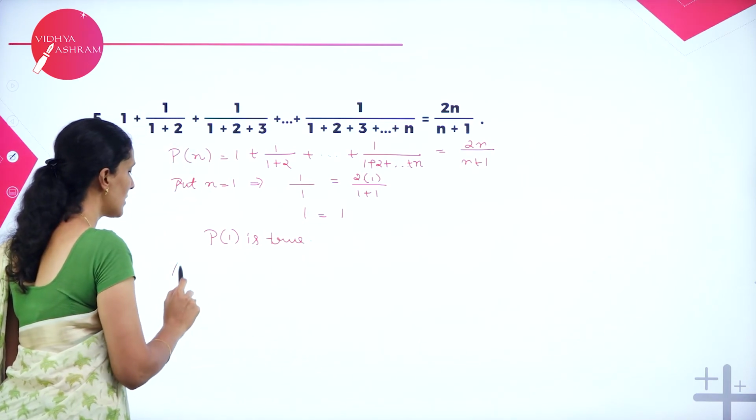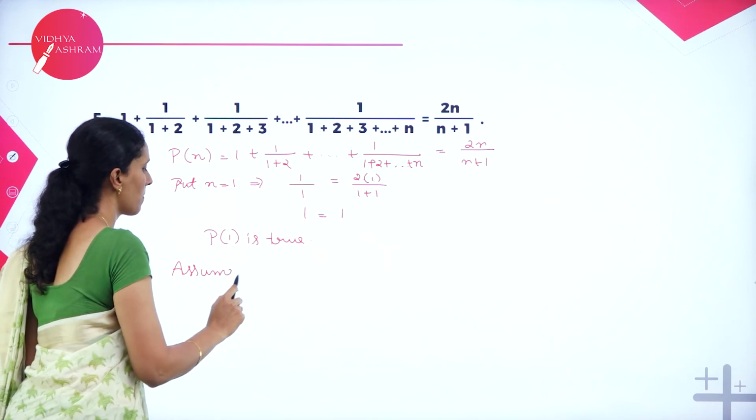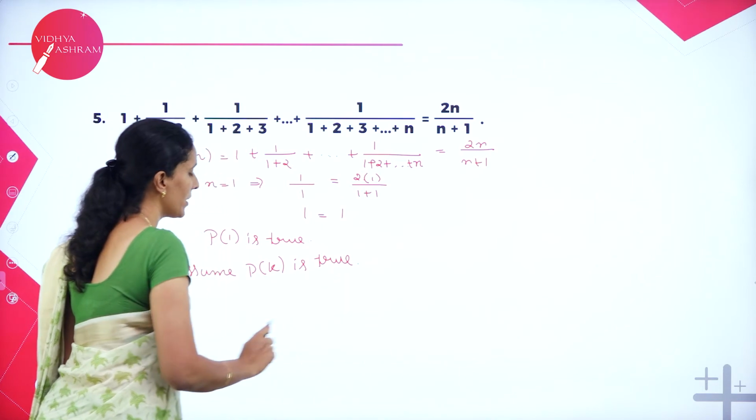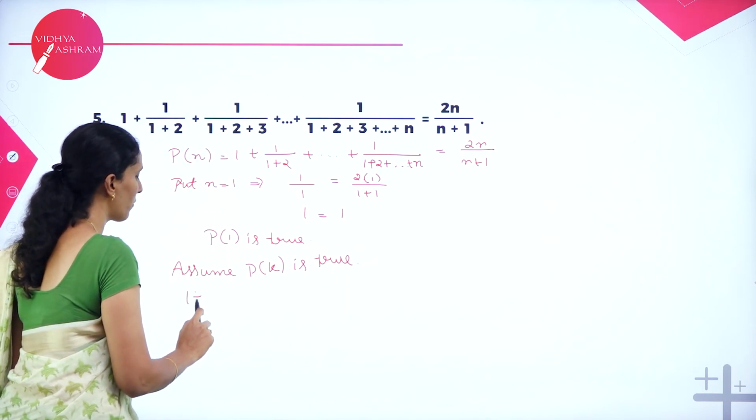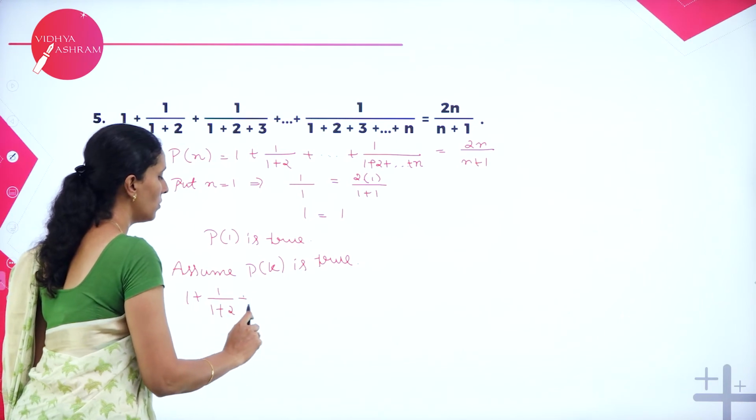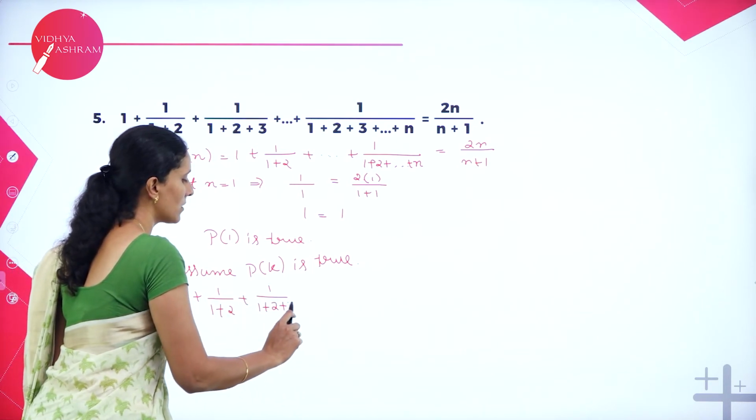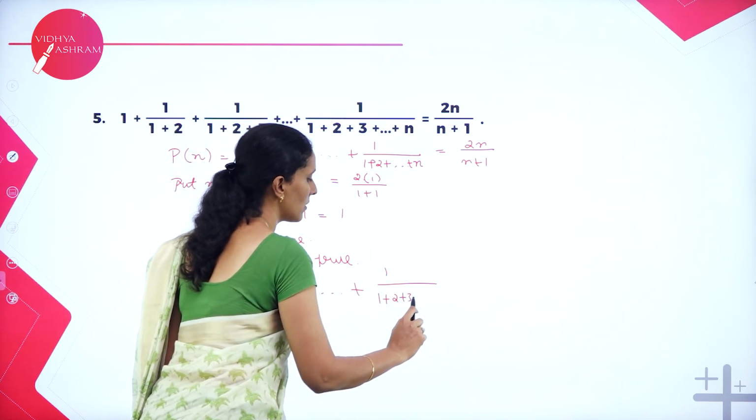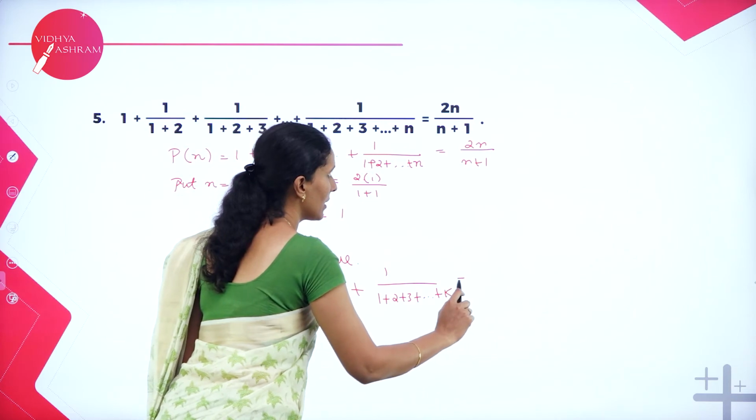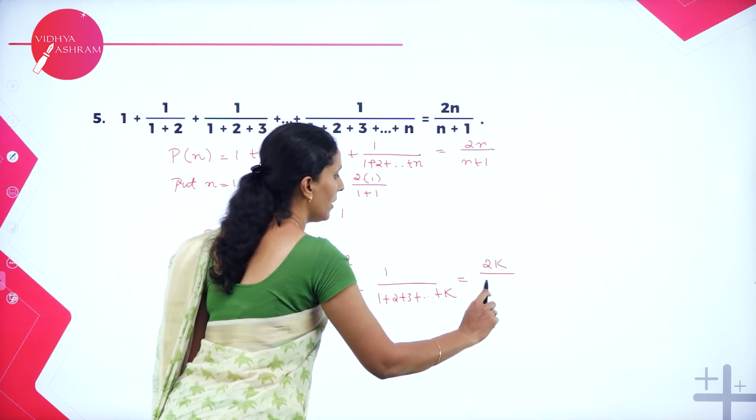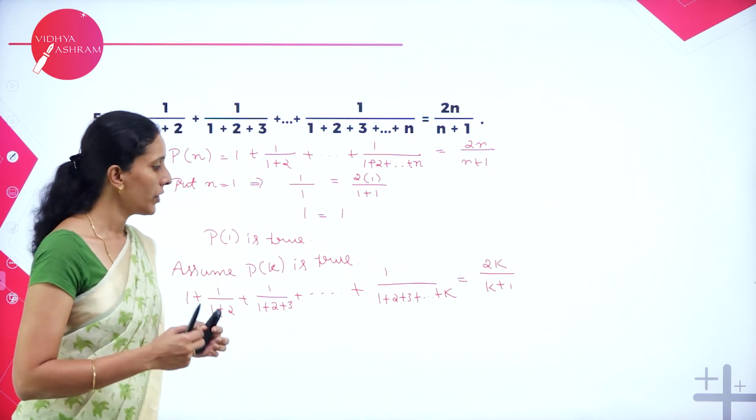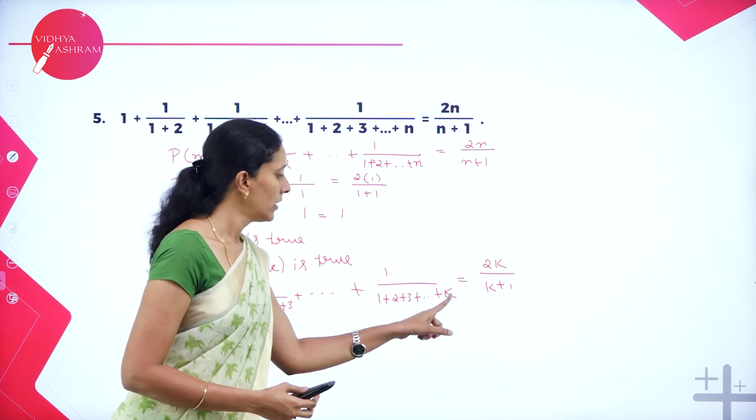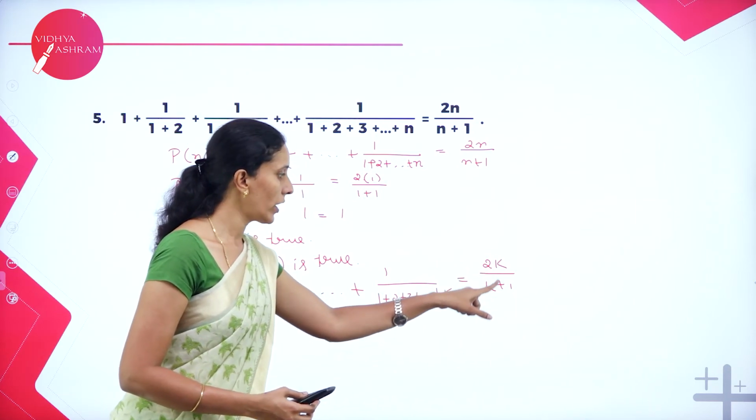So the next process is to assume P of k is true. After assuming P of k is true, express the statement in the form of k: 1/(1+2) + 1/(1+2+3) + etc. + 1/(1+2+3+...+k) = 2k divided by (k+1). Now you observe here, if you have 1+2+3+...+k here, then it is k+1 here. It is 2k by k+1.